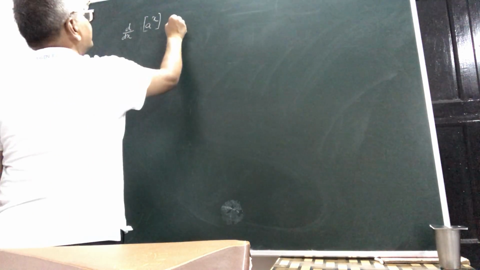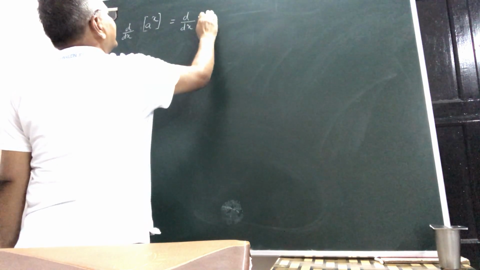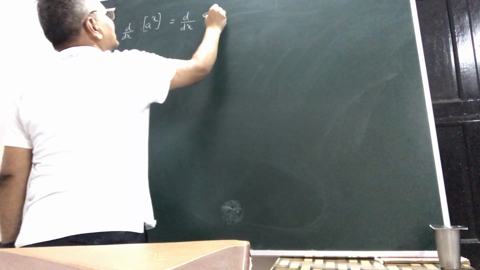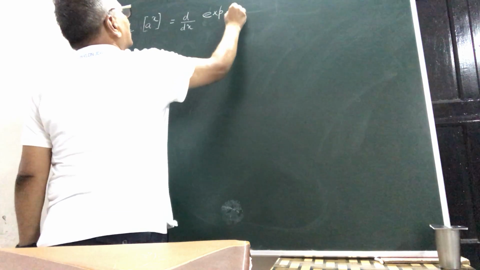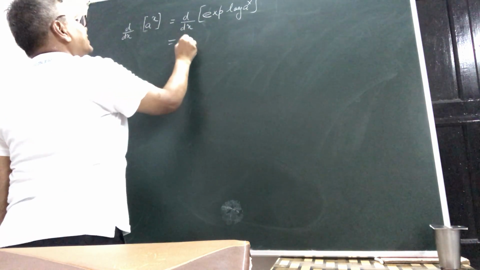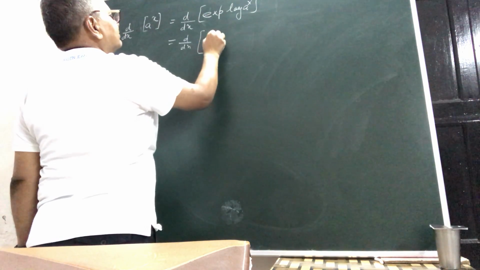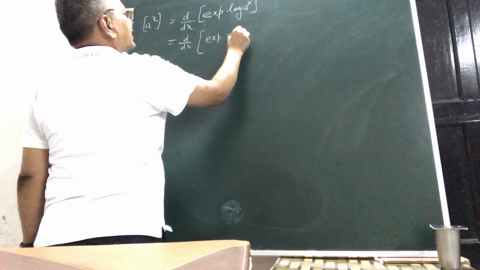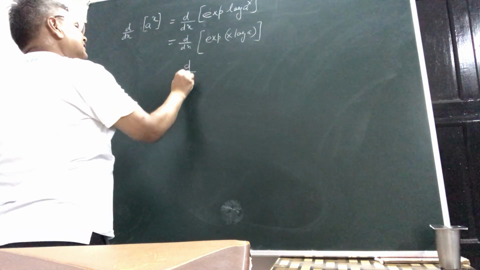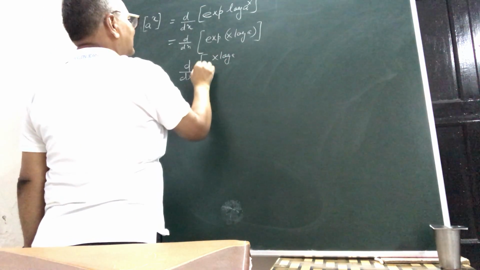So what we will do, we will make use of the fact that a raised to power x is nothing but e raised to log a raised to power x. So d by dx of a raised to power x is d by dx of exponential x log a, e raised to power this thing. So it is precisely finding the derivative of e raised to power x log a.